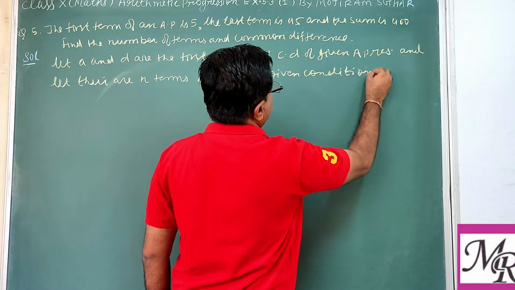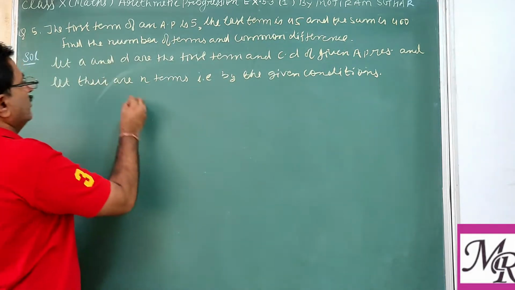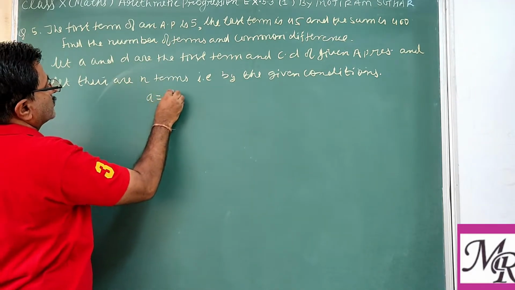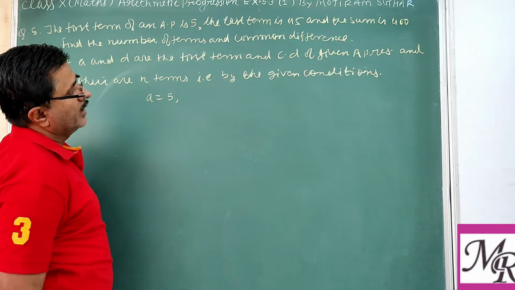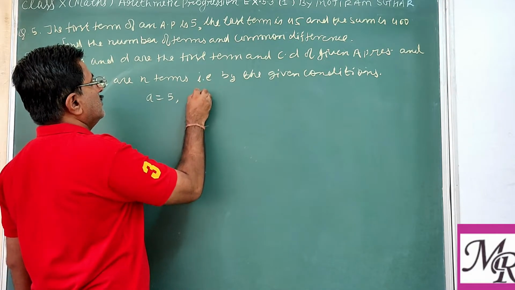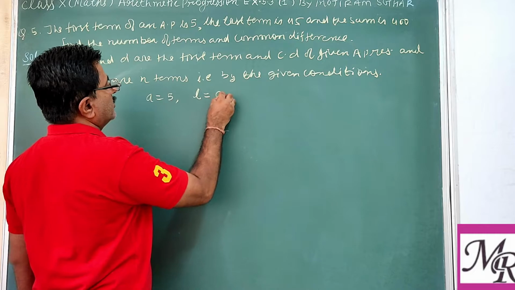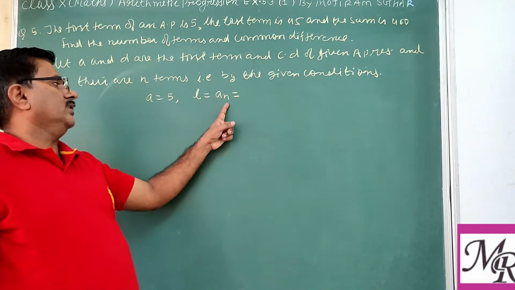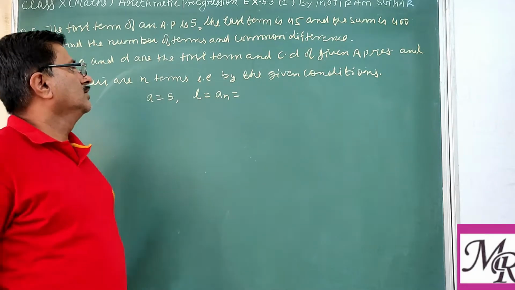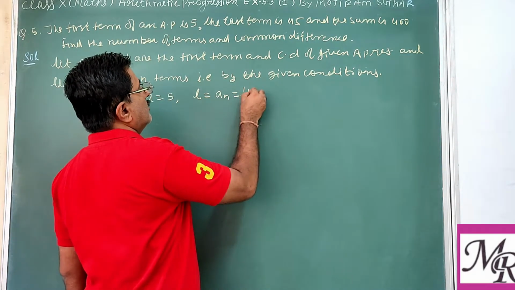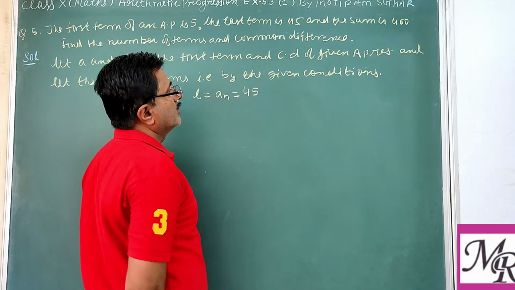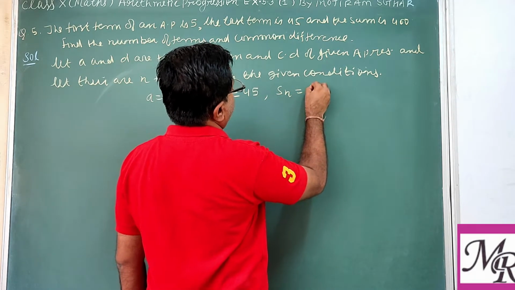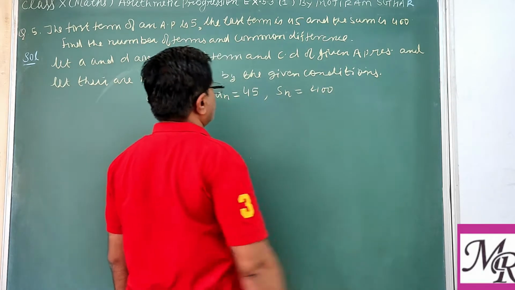So we are given some conditions. Here the first term we are supposing a, but it is already given as 5. So a equals 5. Then the last term, which we generally write as l, or it is also a_n. The total number of terms is n, that's why a_n is the last term, and that is given as 45. And we are also given S_n, the sum of n terms, which is 400.